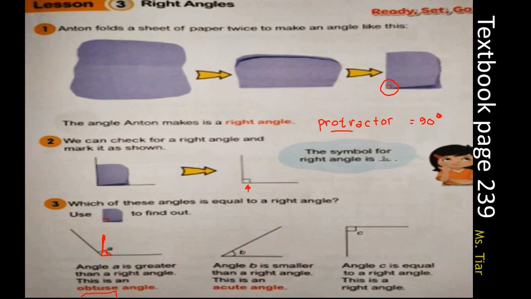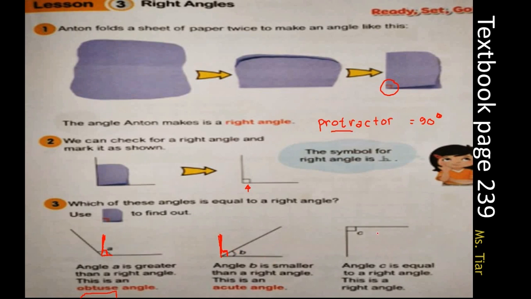Then let's check picture B over here. If I draw the right angle, I'm going to draw straight lines here and put a symbol here. This is not a right angle, but it is smaller than the right angle. So we call this an acute angle. Why? Because the point is really sharp, so we call this an acute angle.